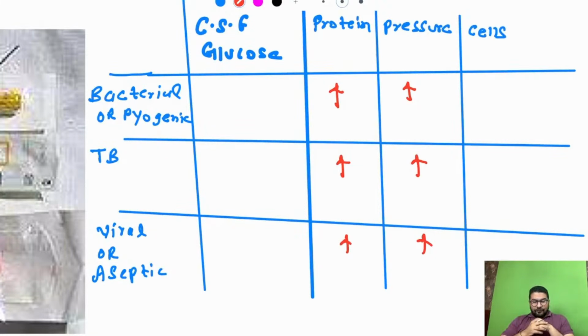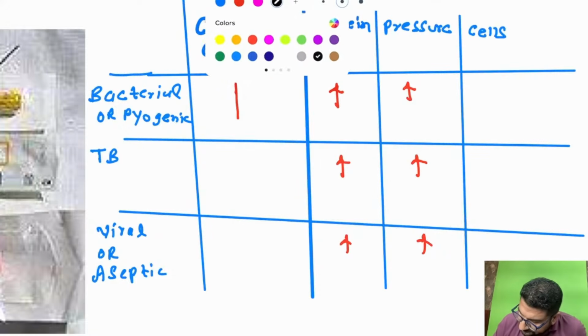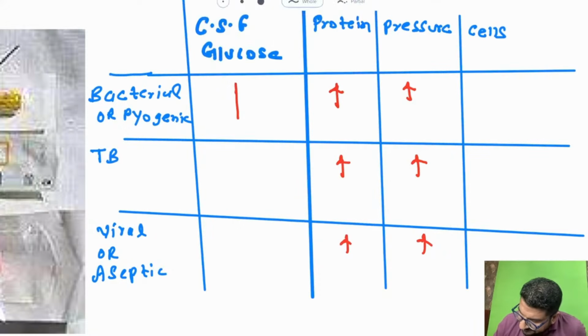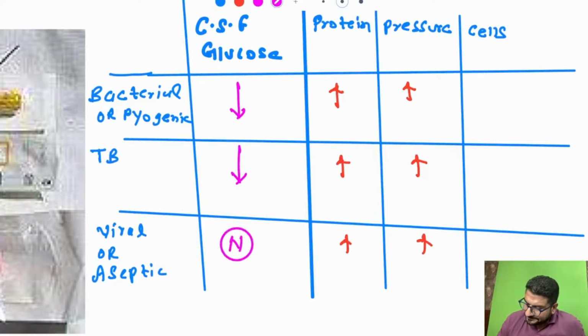Bacteria love glucose. So what will bacteria do? They will eat all the glucose. तो CSF में glucose कैसा हो जाएगा? कम. So CSF glucose in bacterial meningitis will be less. TB is also bacteria, so it is less. Viruses don't love glucose, so in viral meningitis it will be normal. Virus में कैसा होगा? Normal. Done. तो सबसे पहले first thing in the MCQ, सबसे पहले आपको क्या देखना है? Glucose.